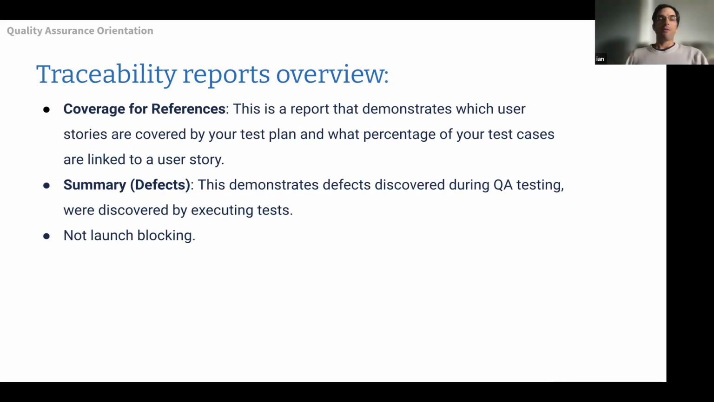And a similar artifact, which is also part of the traceability reports, another component, is the summary of defects. And this demonstrates that the defects you discovered during your QA testing were discovered by executing tests. If all the defects or all the bugs were discovered in this way, then that indicates that you have a comprehensive test plan. Again, these are good metrics by which you can evaluate your test plan and your testing strategy in general. This is not a launch blocking standard, much like the previous two, and that is in some ways necessary, since if you didn't have to have a test plan, you couldn't also be required to have traceability reports, but it's strongly encouraged in the same way that the previous two were.